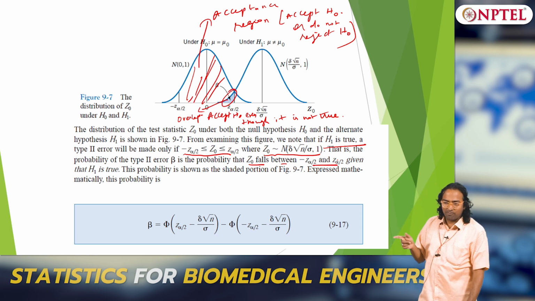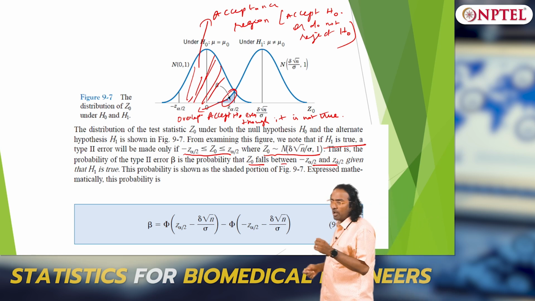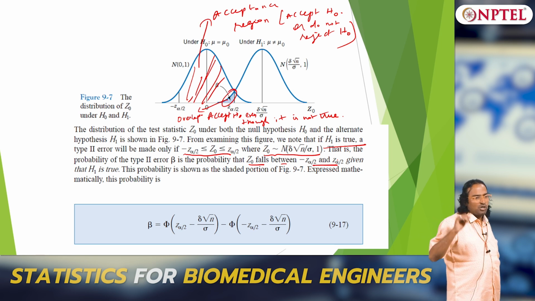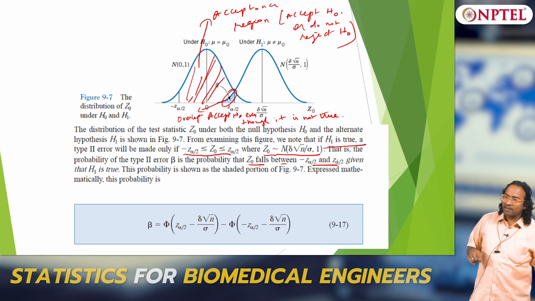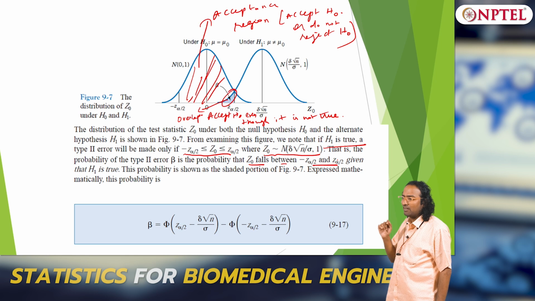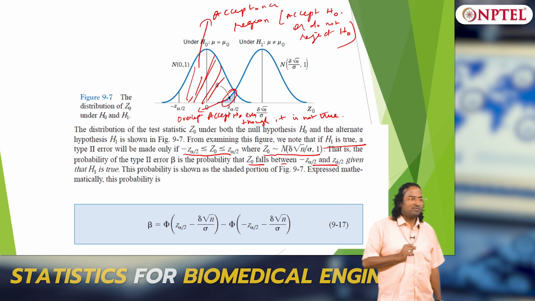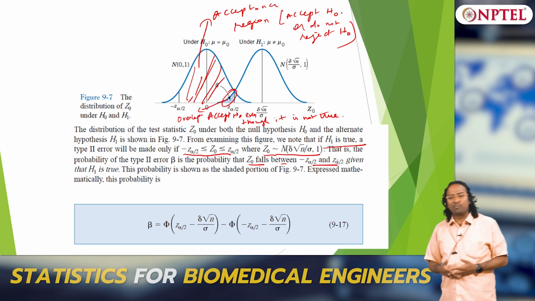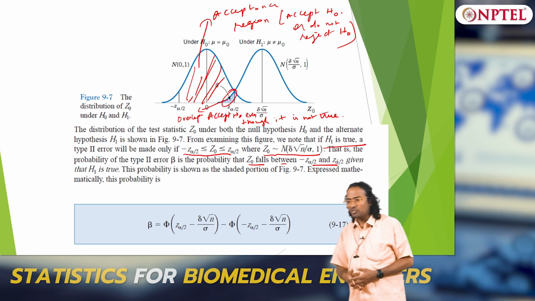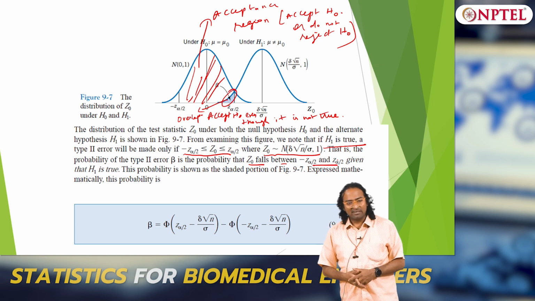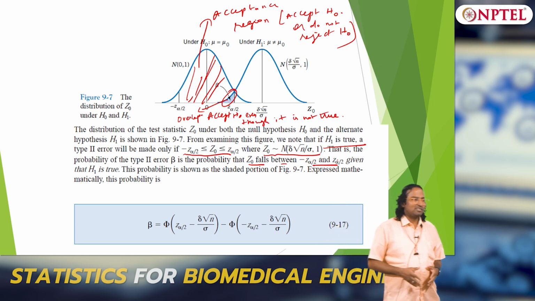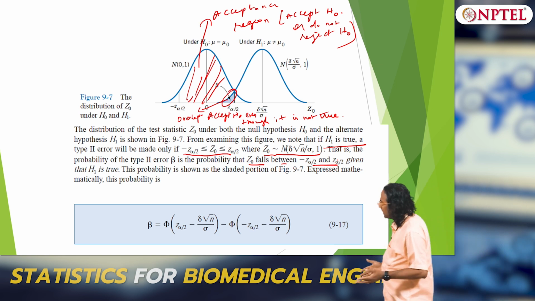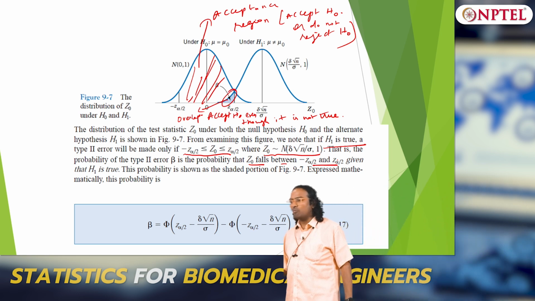Even if you fix type 1 error, there is no point playing around with both type 1 error and type 2 error. We know that they are inversely proportional. So if you fix type 1 error, type 2 error will depend upon delta. The finer you want to resolve, the more overlap there will be and the more beta. So finer resolution in distinguishing between null and alternate hypothesis will result in more and more beta.